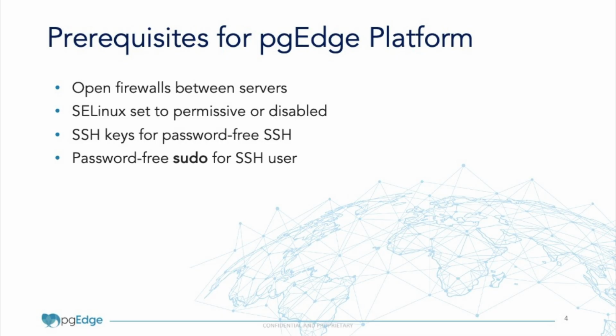Open any firewalls between the servers, configure SELinux to permissive or disabled, ensure you have password-free SSH for the server by setting up an SSH key, and finally configure a password-free sudo for that SSH user. Instructions for doing these are available in our documentation.